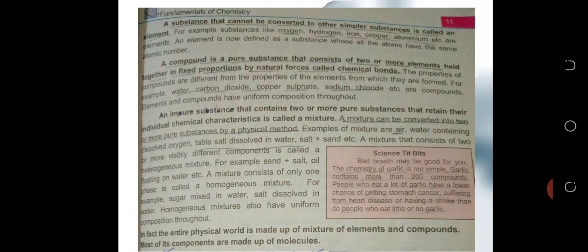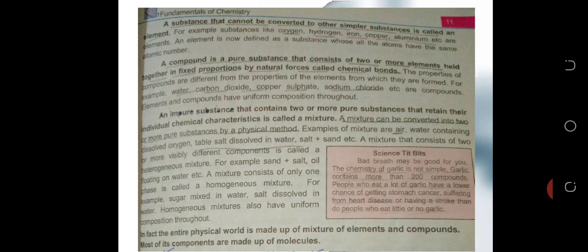An element is now defined as a substance whose atoms all have the same atomic number. If you study the element gold, you can easily understand that all the atoms of gold have the same atomic number. In the same way, if you study the atoms of oxygen, you will observe that all the atoms of oxygen have the same atomic number.